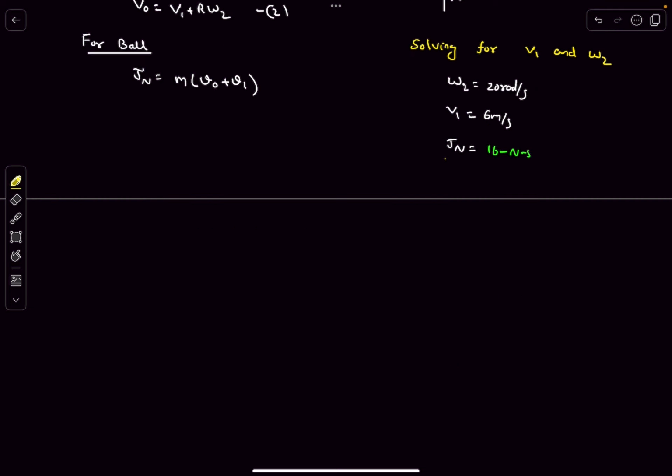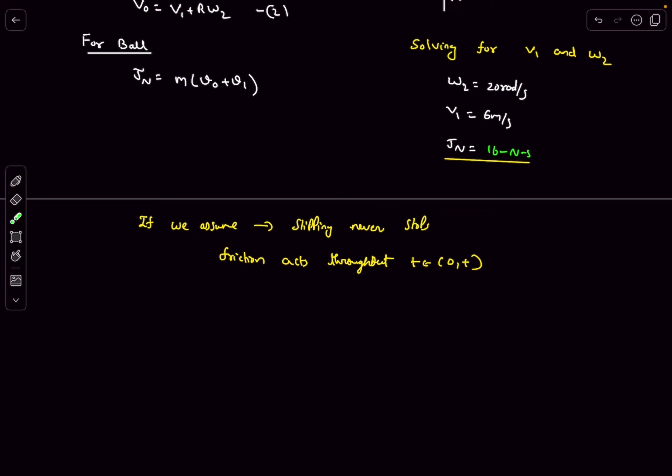Okay, so in the first page we determined that the impulse due to normal is 16 Newton seconds. So now guys, if we assume slipping never stops, then basically friction will act throughout the collision, right? In this case, we can say the impulse due to friction will be mu times the impulse due to normal reaction, and mu is given to be 0.5. So half of 16 is 8 Newton second. So the maximum possible impulse due to friction is 8 Newton second.